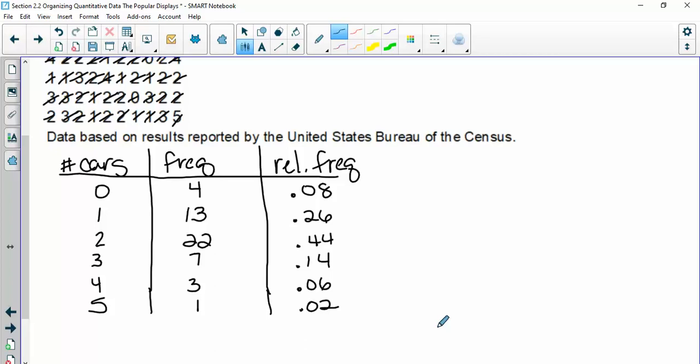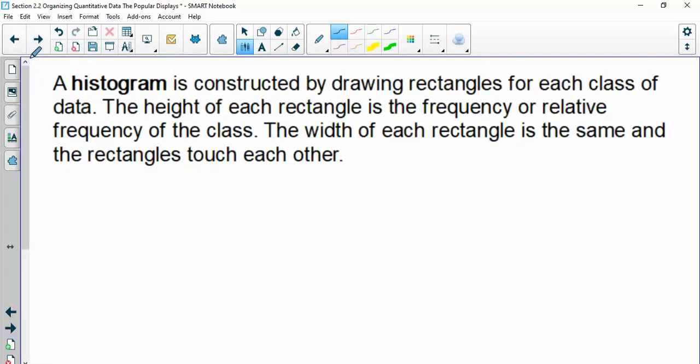Now the reason this worked is because our data was discrete. When you don't have discrete data, then we have to look at some different options. One thing that we could do, whether our data is discrete or continuous, is a histogram. A histogram is really just like a bar graph, but all the rectangles touch. And typically, if we have discrete data like this, it would be centered around your x value.